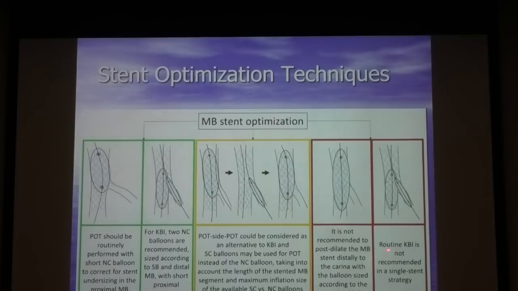Now, routine kissing balloon inflation is not recommended in a single stent strategy. هلا في عندك مريض عنده LAD وعنده circumflex عنده left main وبدك تسوي له left main to LAD and you know that the circumflex is not diseased, is free of disease. Routine side branch ballooning after main branch stenting and PUT technique وضل عندك circumflex فاتح وما فيش compromise, you should not do it. It's absolutely acceptable not to cross it back and to do balloon dilatation.